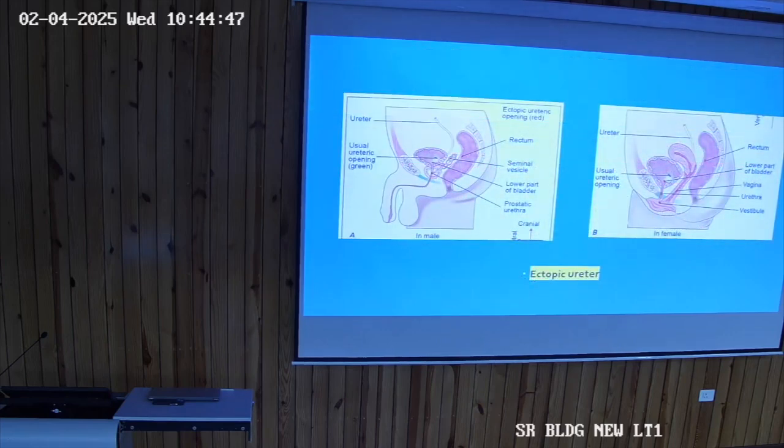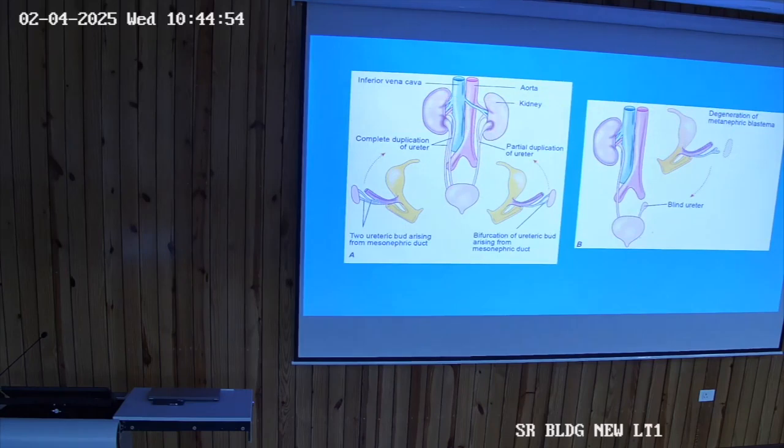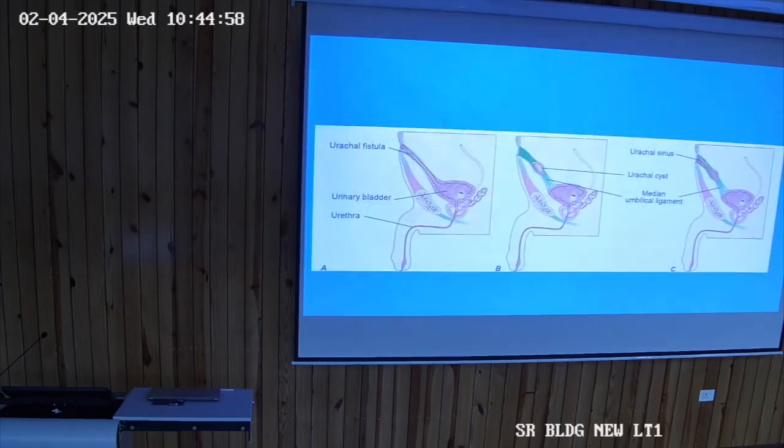Ectopic ureter, I told you, it can open anywhere other than the urinary bladder. Then that condition is known as ectopic ureter. ठीक है, it may be blind ureter में भी there, तो agenesis हो जाएगा. Duplication ureter में भी there.